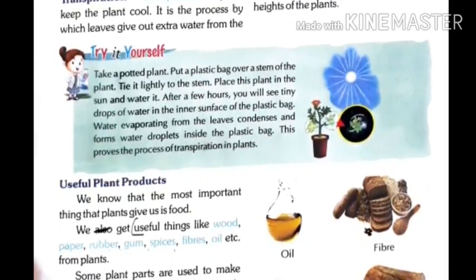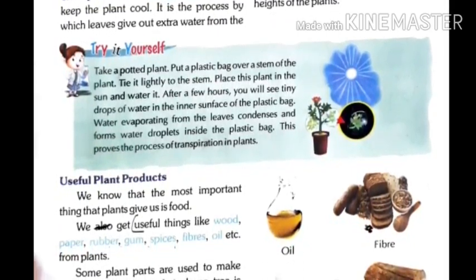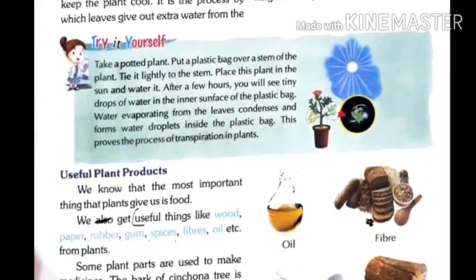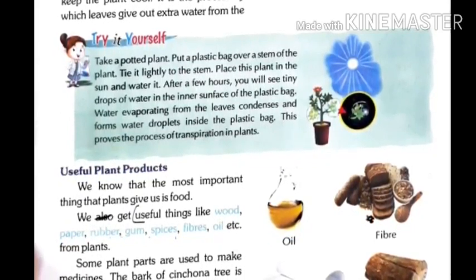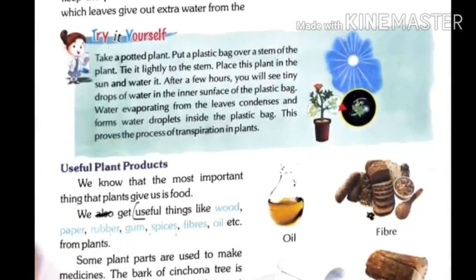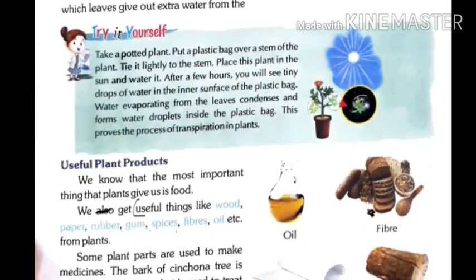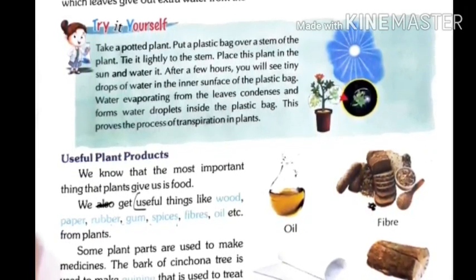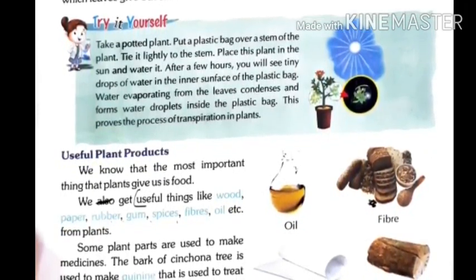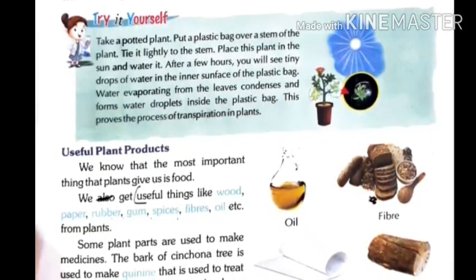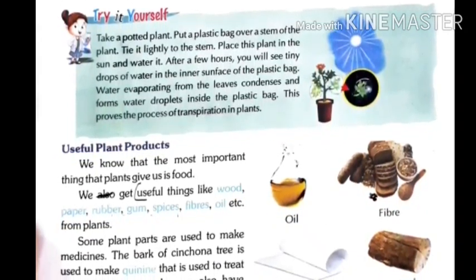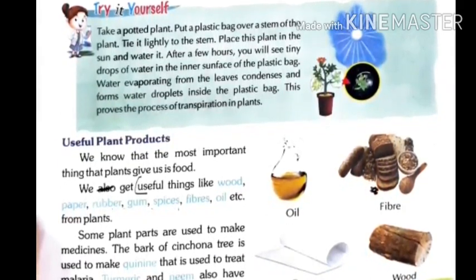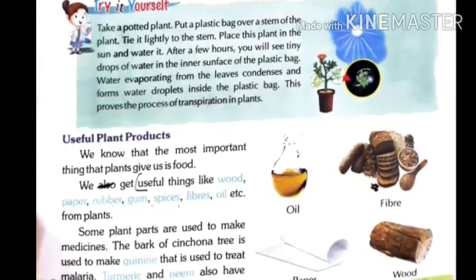Now see the next topic, useful plant products. We know that the most important thing that plants give us is food. But we get so many things other than food from the plant. We also get useful things like wood, paper, rubber, gum, spices, fiber, oil, and so many other things from the plants.